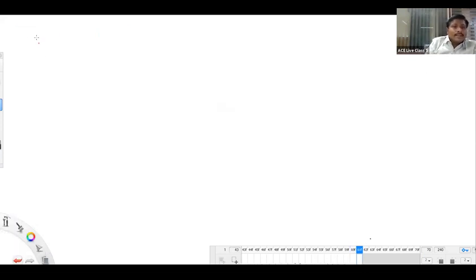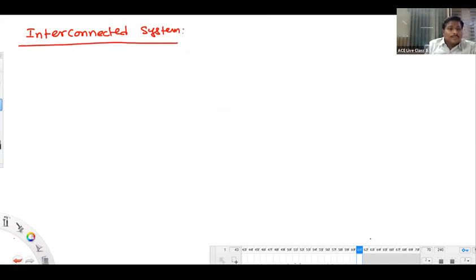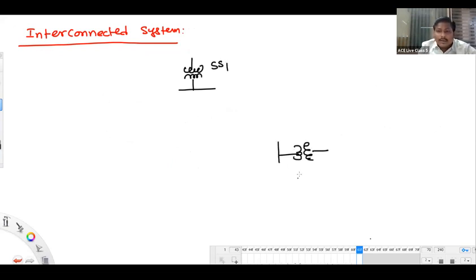Next one is an interconnected system. Yes, interconnected system. Here, a number of sources will be interconnected together. It is one substation, I'll say substation 1. It is another substation, you will call it substation 2. And it is another substation, you can call it substation number 3. We have interconnections between these sources or substations, something like this.